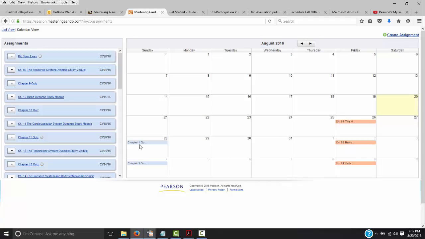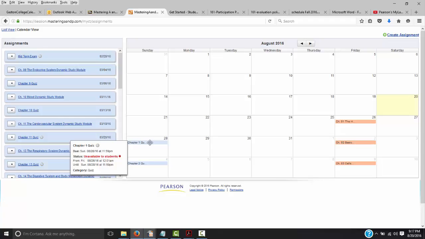All the quizzes will be this light Carolina blue color. And you can see right now Chapter 1's quiz is not available yet. It will be available on Friday, August 26th at 12:01 a.m., just after midnight on Thursday night, and you'll have up until Sunday night to take it. After that time, 11:59 p.m. on Sunday, it's going to turn itself off and go away, and you won't be able to access it beyond that point.